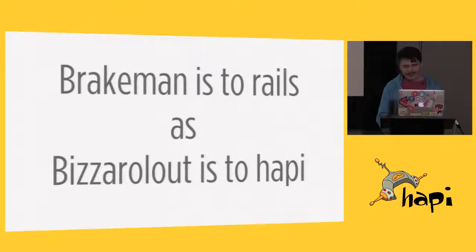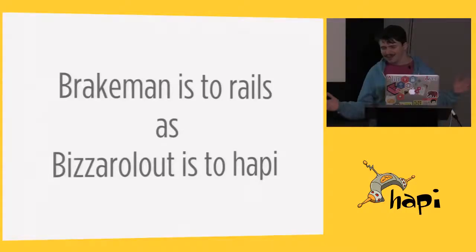So Brakeman is to Rails as Bizarrolout is to Hapi. That's kind of what I'm trying to build for the Hapi space. It's a work in progress. I've begun work on it. I had something that has worked, but it's a very, very complex problem.